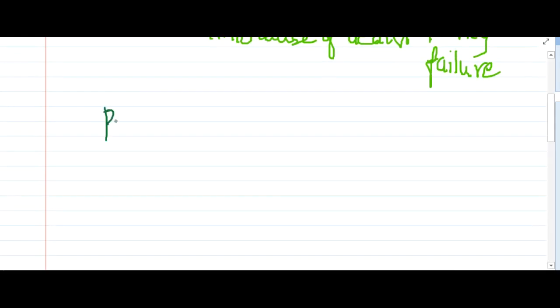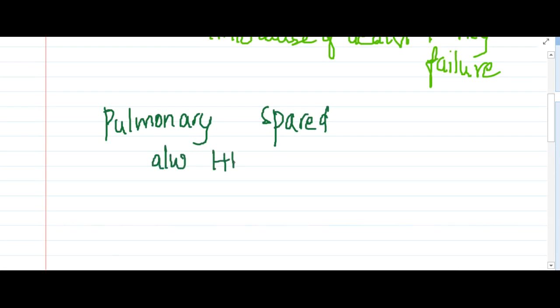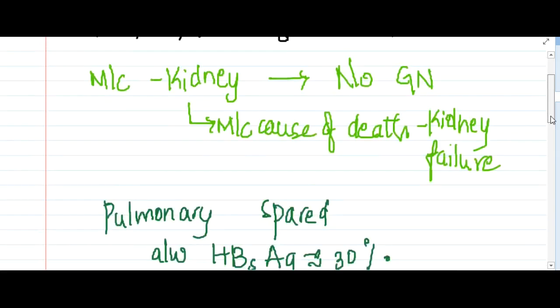Then one important thing here is that the pulmonary vessels are completely spared, and polyarteritis nodosa is associated with hepatitis B surface antigen in almost 30% of patients, right?